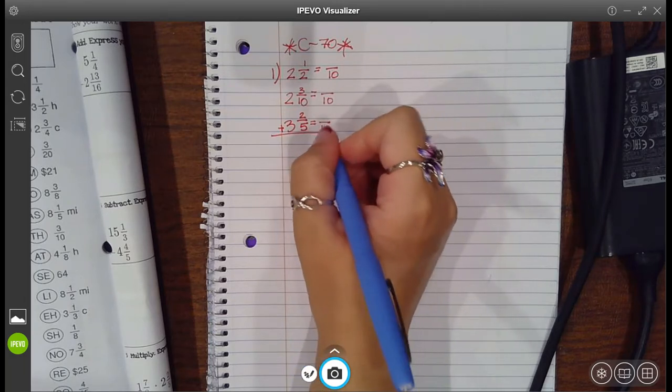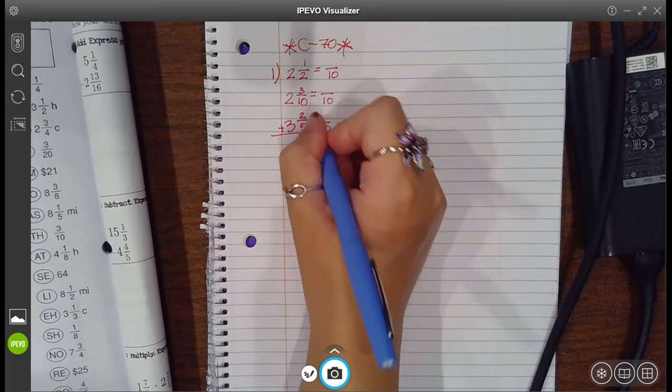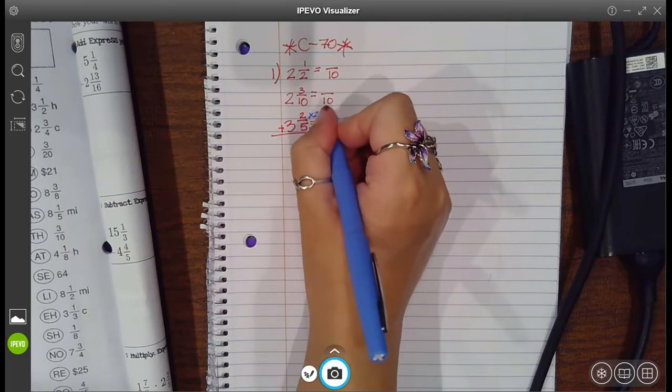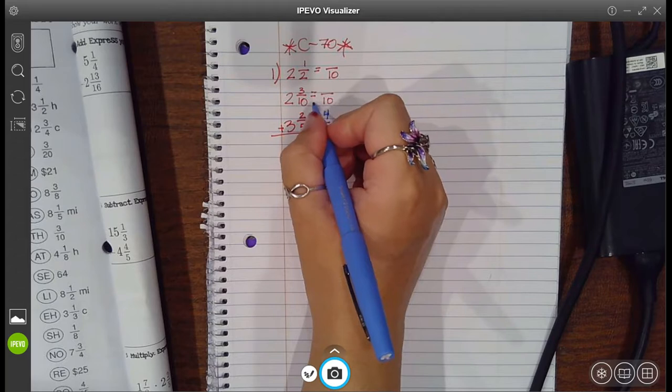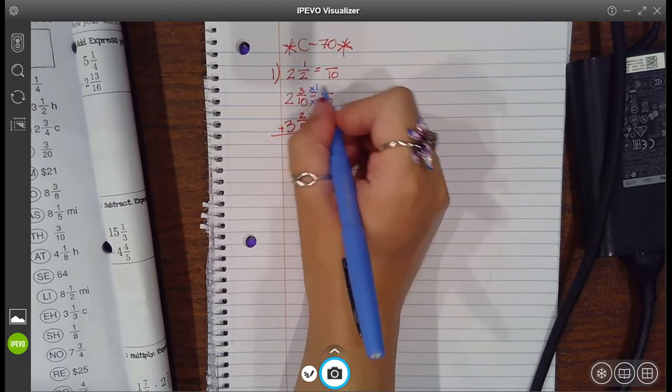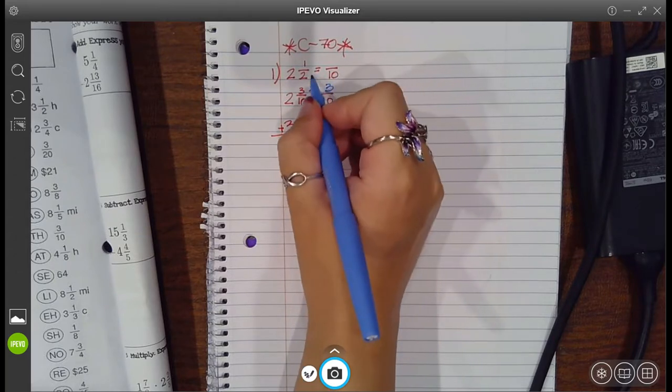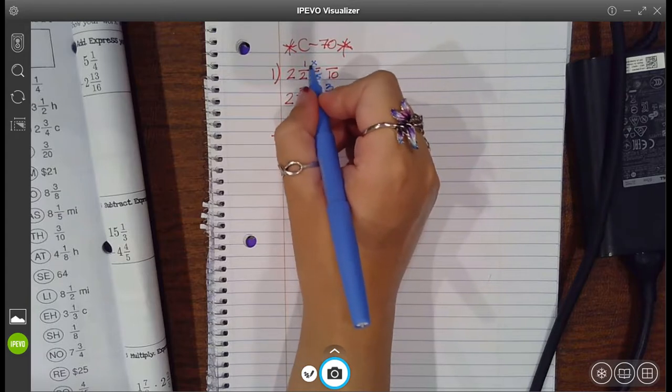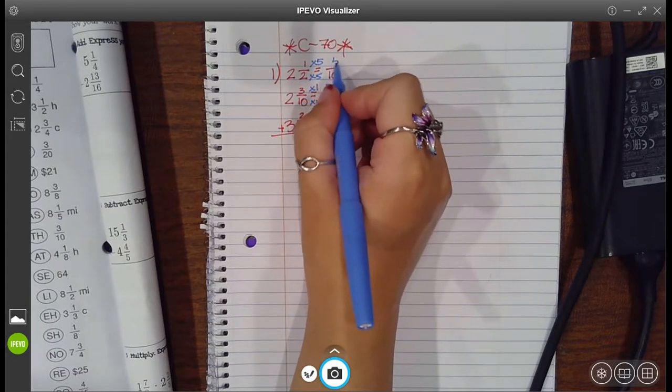Okay, so 5 times what is 10? 2. So 2 times 2 is 4. 10 times what is 10? 1. So 3 times 1 is 3. 2 times what is 10? 5. So do the same thing on top, and 1 times 5 is 5.